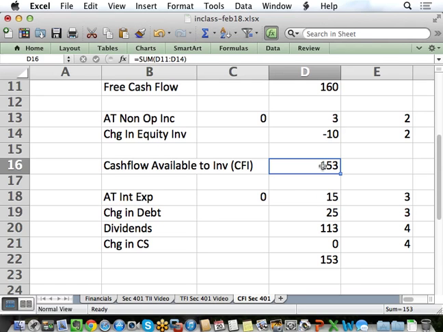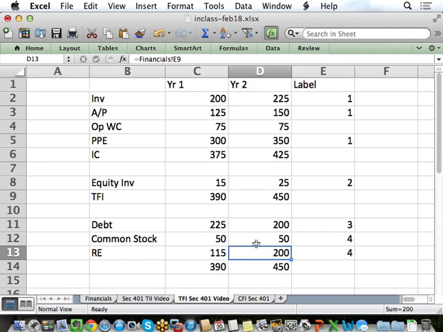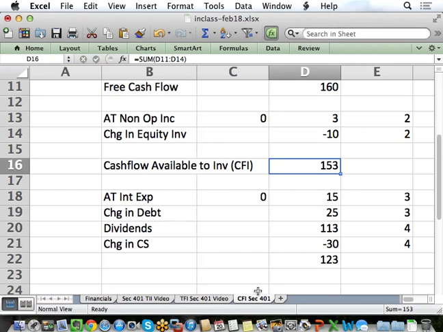All right, in the last section, somebody actually asked a really good question. They said, what if we issued some stock? So I'll go back to the stock issue example that we put in here. They issued 30 worth of stock. The stock went from 50 to 80. So we now had change in common stock of negative 30, and we had CFI of 123.